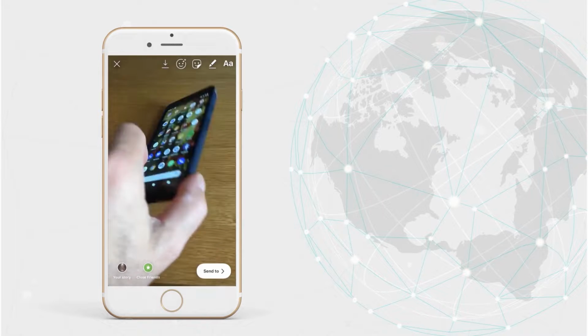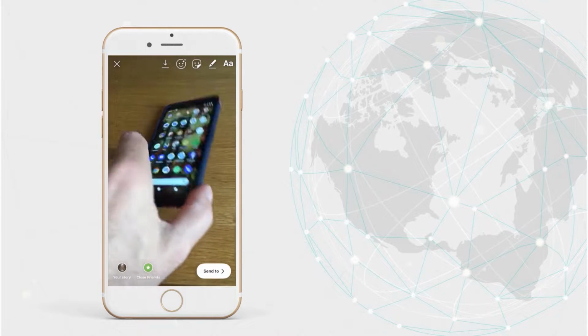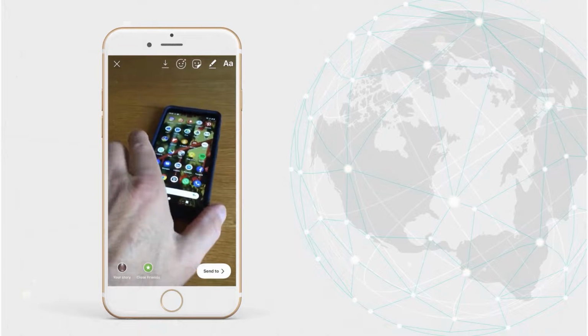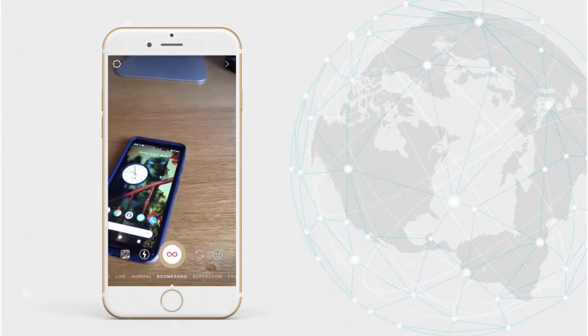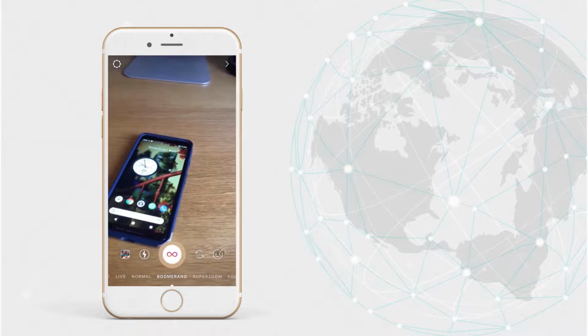You can do a lot of creative things with the Boomerang effect. You can make people move back and forwards, you can make objects move up and down, and then post them as short repeating videos. You also see that you can change the camera into selfie mode and you can add some special overlay effects as well.